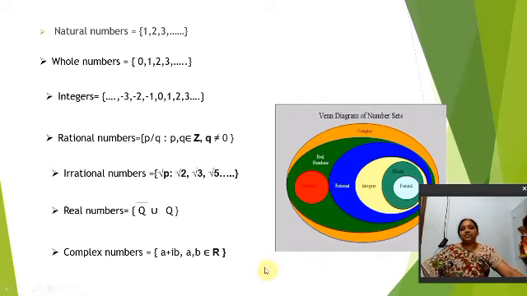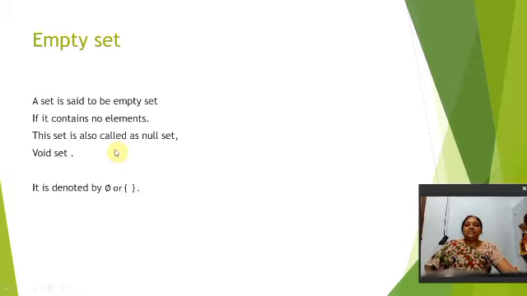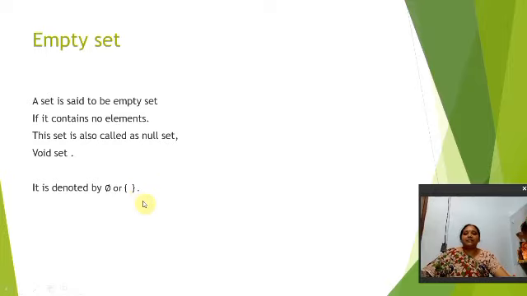Next we go for the next topic, types of sets. We have the empty set. A set is said to be an empty set if it contains no elements. This is also called a null set or void set. No elements means it does not contain even a singleton element. It is denoted by phi or this symbol. This is the symbol of the empty set.